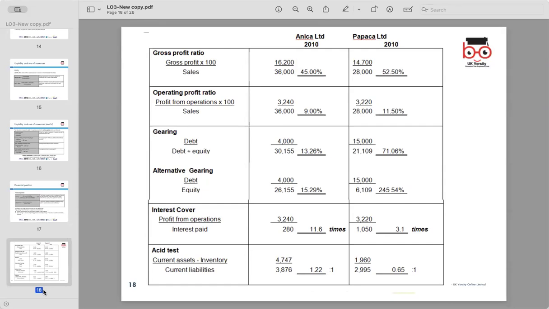Interest cover ratio measures a company's ability to pay interest expenses from its operating profit. Anisha Limited had an interest cover ratio of 11.6 times, indicating a strong ability to cover interest expenses comfortably. In contrast, Paprika Limited's interest cover ratio was 3.1 times, suggesting a lower capacity to cover interest payments from its operating profit.